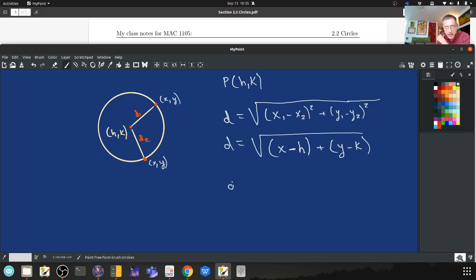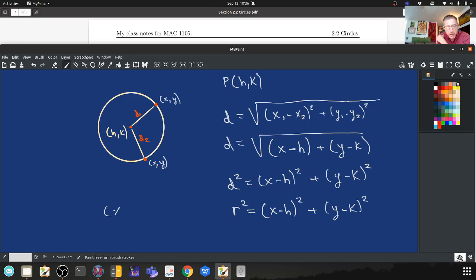So what am I going to do now? I'm going to call the distance squared is equal to x minus h squared plus y minus k squared. So that distance right here is given a special name. It's called the radius. So I'm going to replace the d with an r just so it will stand for radius. And we have the following equation. R squared is equal to x minus h squared plus y minus k squared.